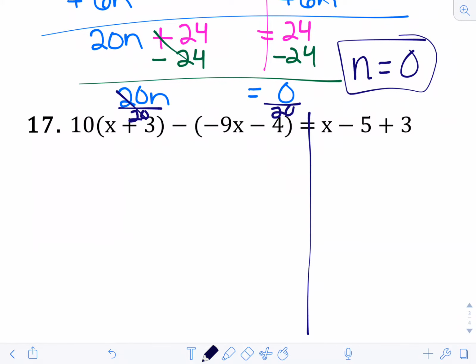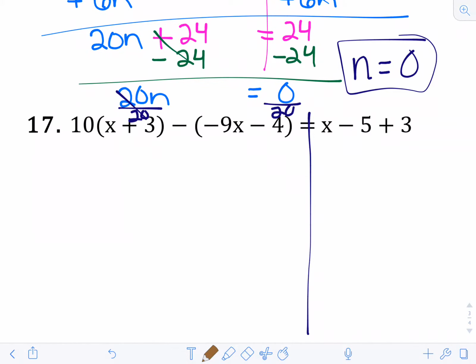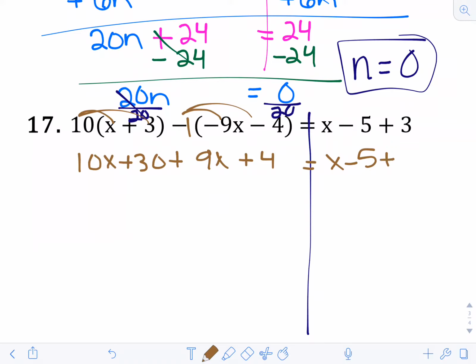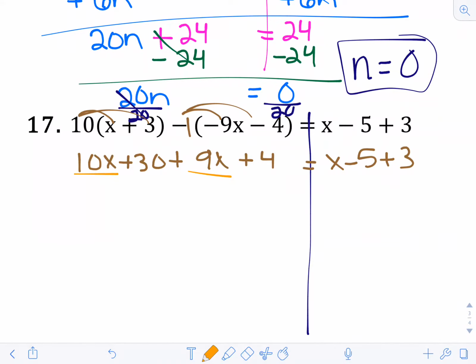Draw my line on the equal sign. Okay, and what I have here, I have a 10 I have to distribute. Let me do a different color so I don't get mixed up. We'll do brown. I have a 10 that I have to distribute and a negative 1 I have to distribute. So we have 10x plus 30 plus 9x plus 4 is equal to x minus 5 plus 3. All right, now we're going to go ahead and combine like terms. So I have 10x, 9x to give me 19x. I have a 30 and a 4 to give me 34. Over here, we just have an x, and then I have a minus 5 and a plus 3. Negatives are winning by 2.